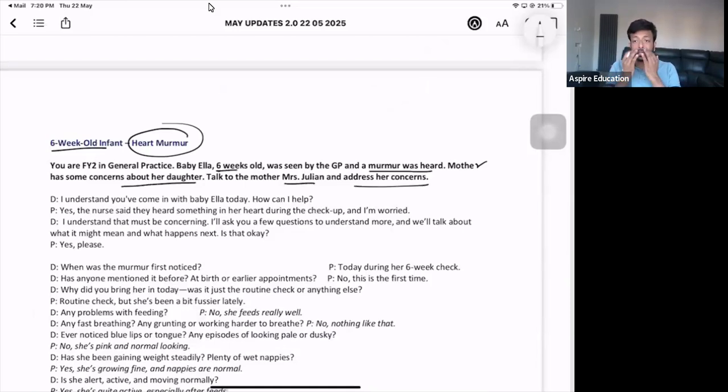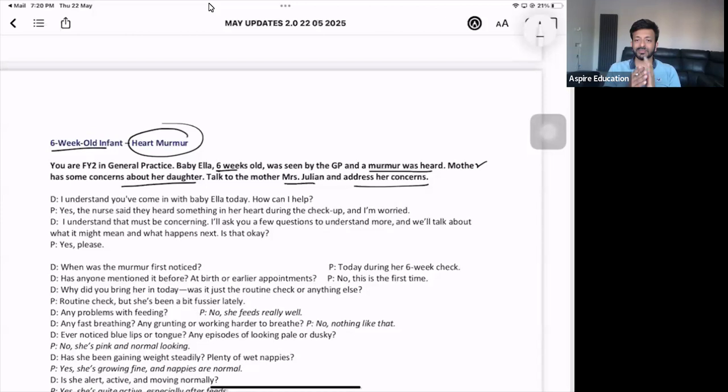Okay, so you start like, how can I help? And she's like, the GP has already checked my daughter, and the GP said there is something that she could hear in my baby's heart, but then she didn't explain it to me properly, and that's why I am here to talk to you about what's been happening with my daughter.